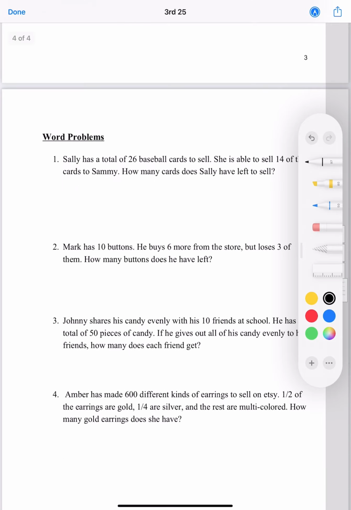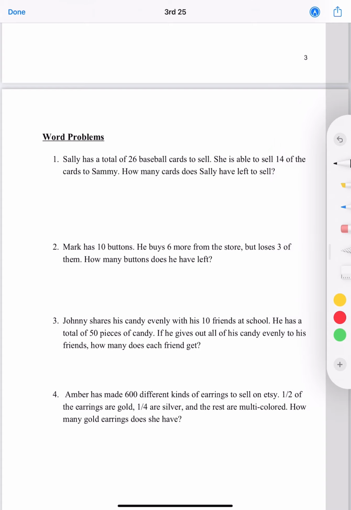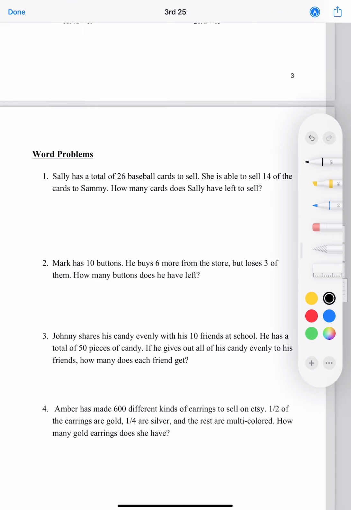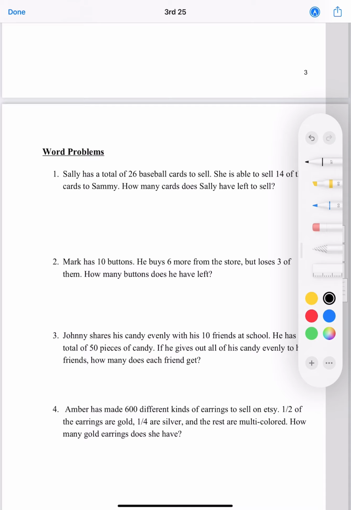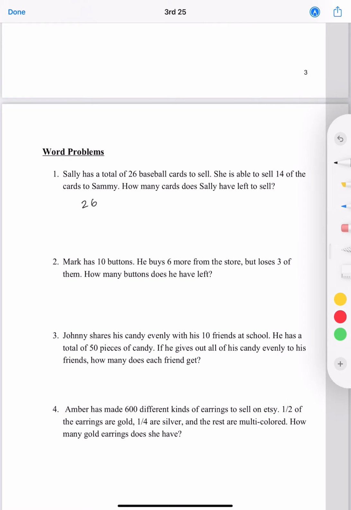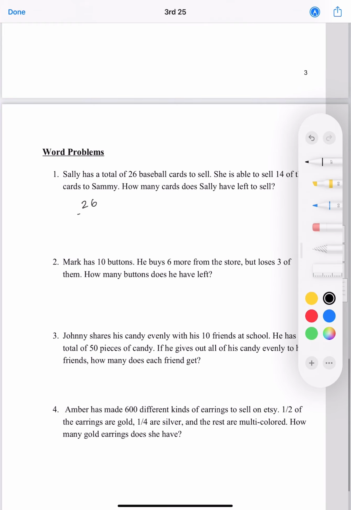Okay, lastly we have word problems. Sally has a total of 26 baseball cards to sell. She is able to sell 14 of the cards to Sammy. How many cards does Sally have left to sell? Okay, so she has a total of 26 baseball cards, and she sells 14 of the cards. So 26 minus 14, 6 minus 4 is 2, 2 minus 1 is 1, so we get 12 cards left.